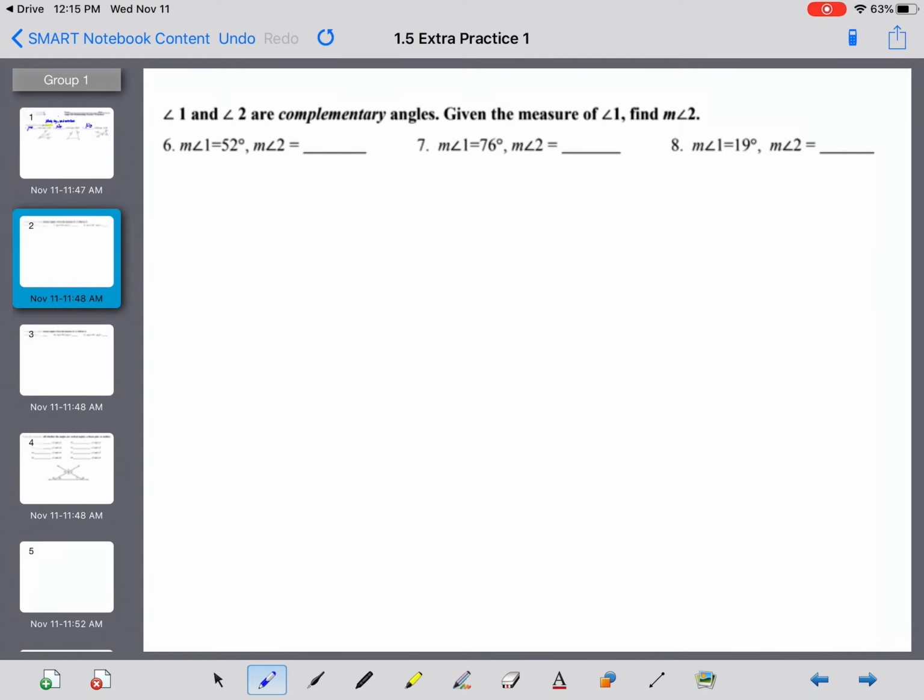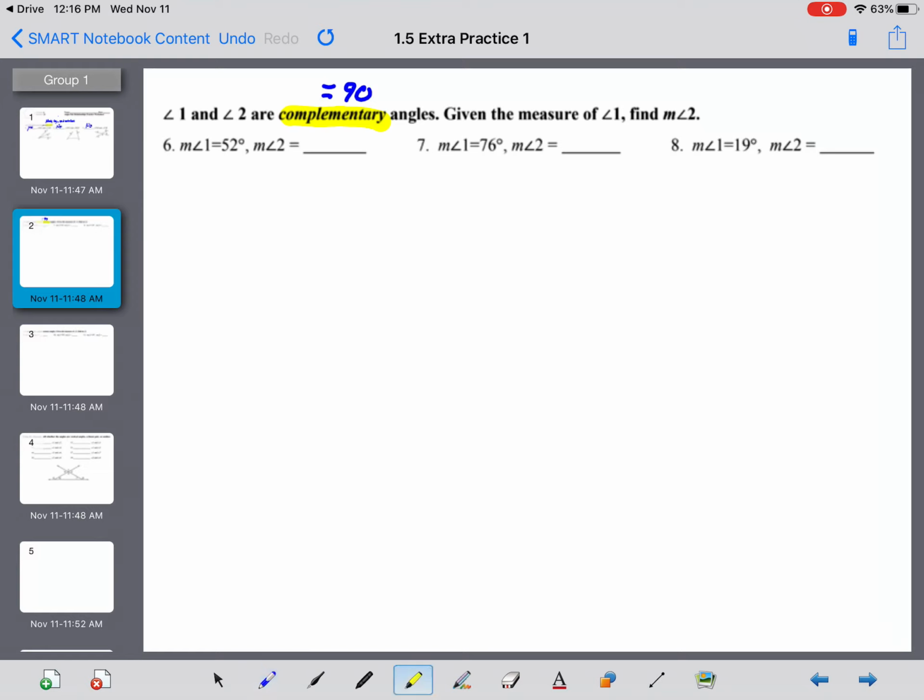All right. The next section asks you, angle 1 and angle 2 are complementary angles. Complementary. These are from our definitions from the other day. That means they equal 90 degrees, or the sum is 90 degrees. Okay, so they want us to find the measures of angle 1 and angle 2.